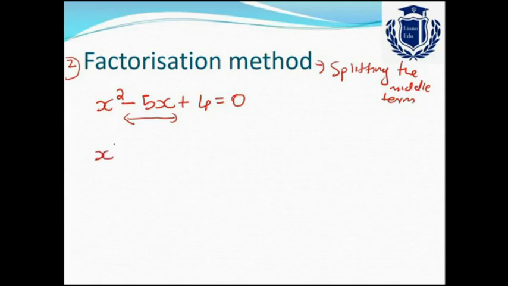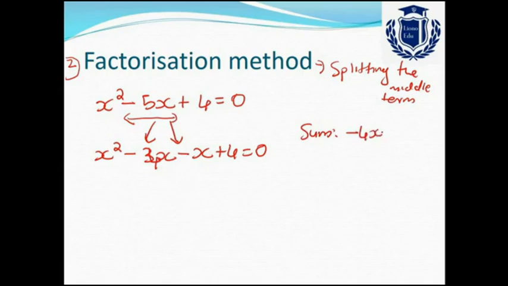So you have x square minus 4x minus x plus 4 is equal to 0. So now I have split the middle term into minus 4x and minus x. Let me know whether this splitting is correct or not. How can I check that? You should find the sum. What is the sum? Minus 4x plus minus x.